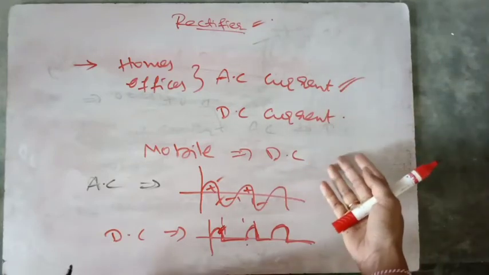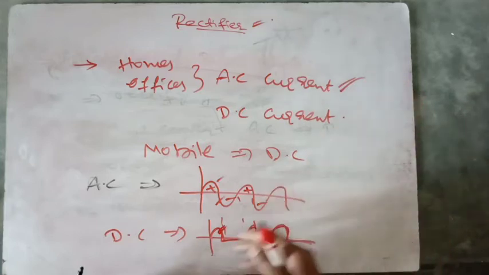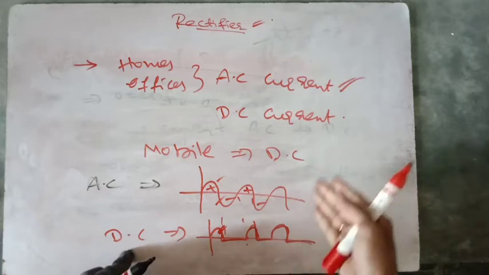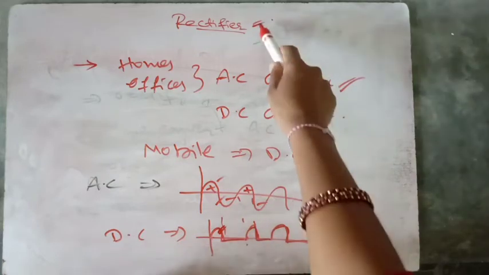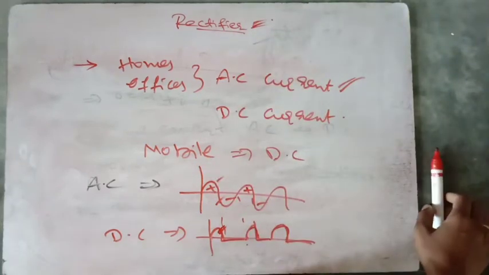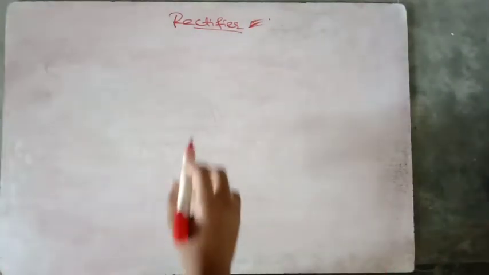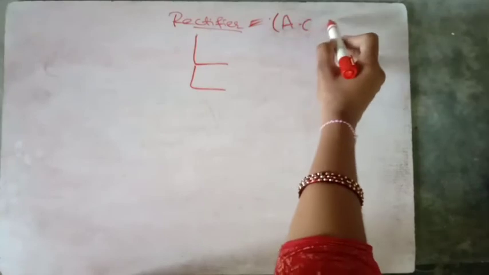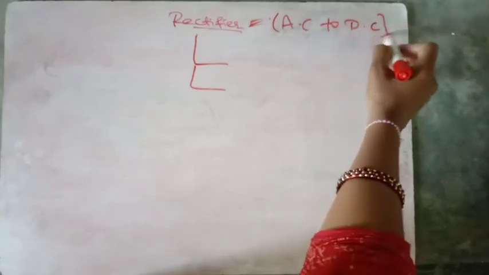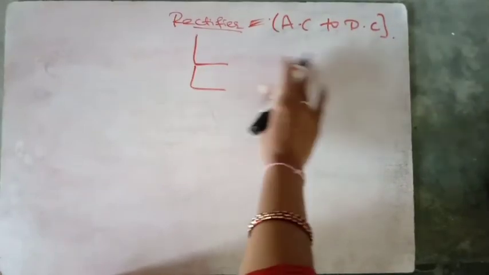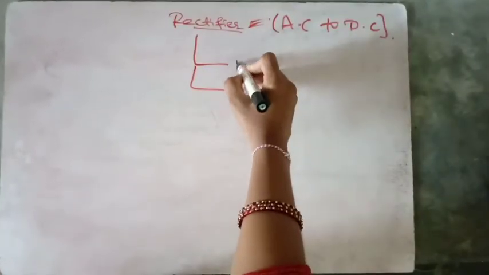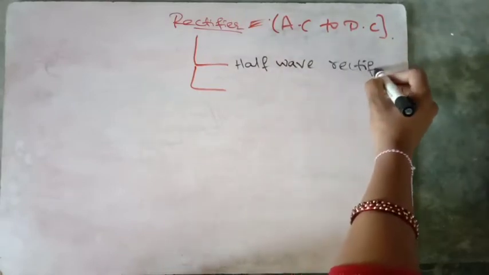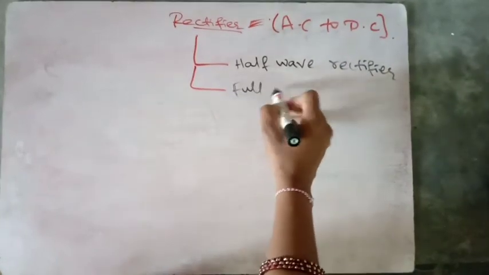Many of the appliances we use in our homes or offices or in our daily lives need DC input. For this purpose, we are converting AC to DC using the circuit known as a rectifier. So we use rectifiers for converting AC voltage to DC voltage. And these rectifiers are of two types. One is the half wave rectifier, and the other is the full wave rectifier.